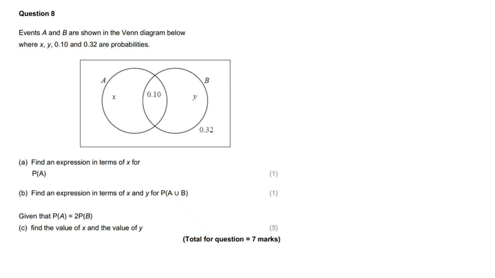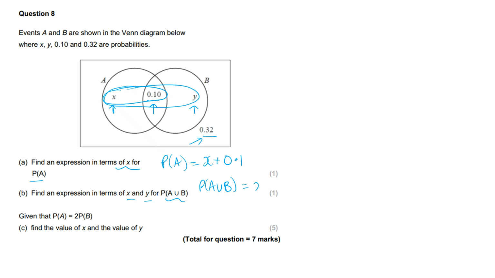Next question is a Venn diagram question, and when you've got these values in the particular sections, that means the probability of the intersection of A and B is 0.1, probability of being neither in A or B is 0.32, probability of A just on its own is X and B on its own is Y. So part A, find an expression in terms of X for the probability of A. The probability of A is those two sections added together, everything that's in A, so that's going to be X plus 0.1. Part B, find an expression in terms of X and Y for the union. The probability of A union B, you just unite all those sections together. So that's going to be X plus Y plus 0.1.